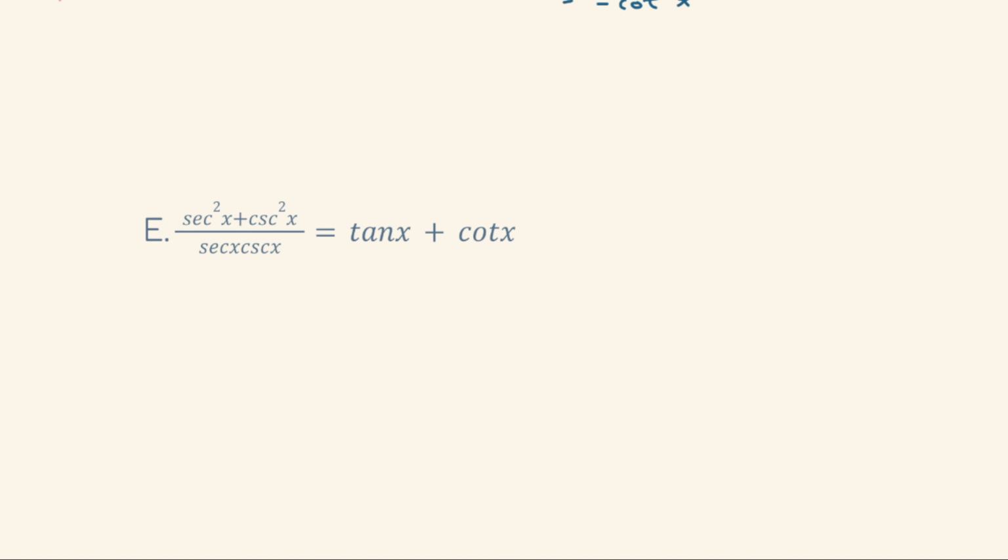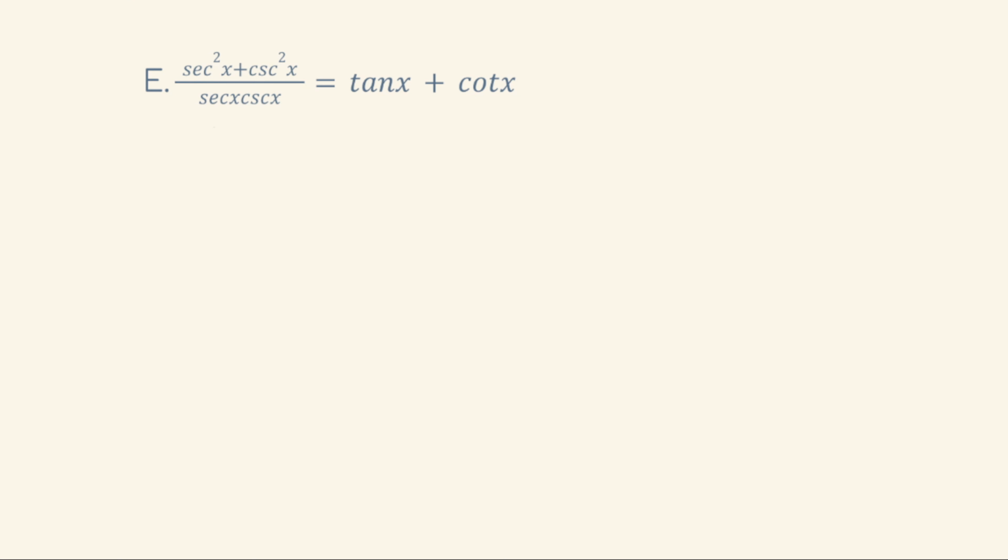Let's go down here to question E. Okay, so this question here, we've got this big fraction, and in the numerator, there's no real identity that kind of pairs secant squared x with cosecant squared x, right? So let's just start writing everything back in terms of sine and cos and see what happens from there. Okay, so in the numerator here, we've got 1 over cos squared x plus 1 over sine squared x. And in the denominator, we've got secant x, that's 1 over cos x. And cosecant x, that's just 1 over sine x.